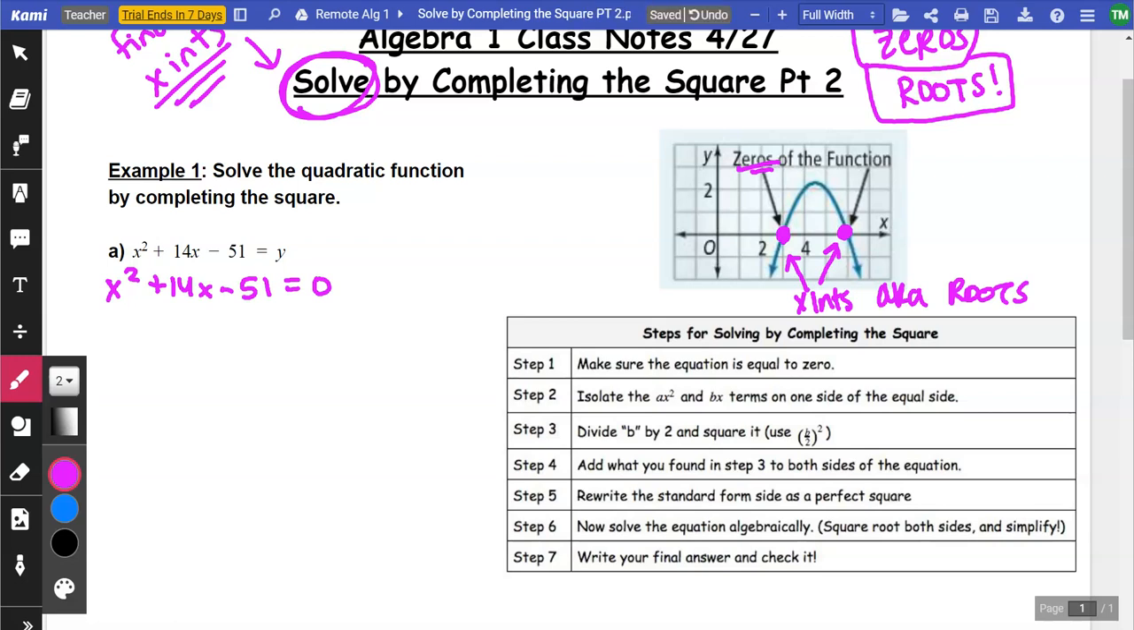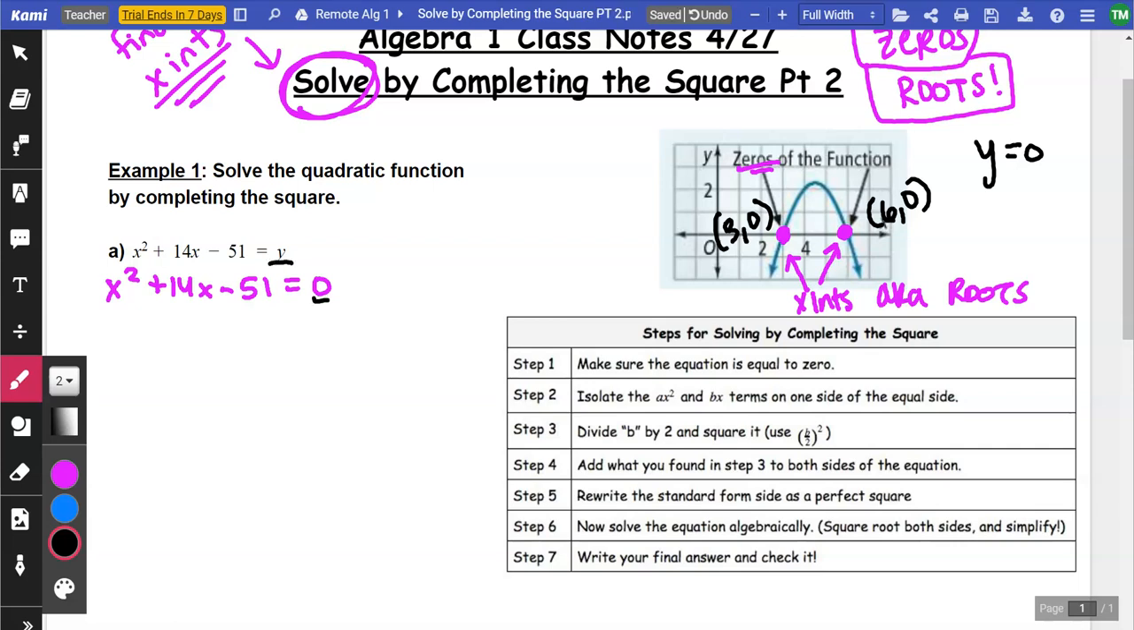Because at these points right here, if I labeled these points with their values, so if I wrote these as points, this would be 6, 0. And then this point would be 3, 0. What are the y values of both of these x-intercepts? 0. So anytime you have an x-intercept, y is equal to 0. So anytime that we're finding the zeros, we're finding the roots, we're finding the x-intercepts, y is equal to 0 at all of those points. So that's why we're plugging in 0 for y here.